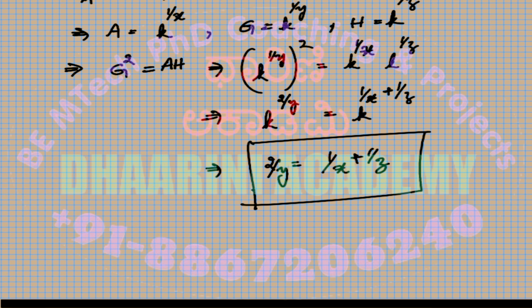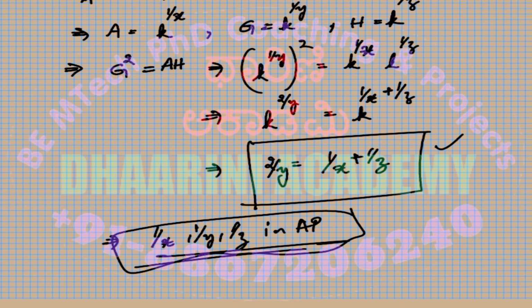But you see, if I have something like this, it is the arithmetic progression, right? 2 by y is equal to 1 by x plus 1 by z, so 2 times something is equal to first term plus last term. So that actually means that 1 by x, comma 1 by y, comma 1 by z is in AP, right? You may find this as an answer in the question, right? One of the answers, so we can tick that. All right, next question.